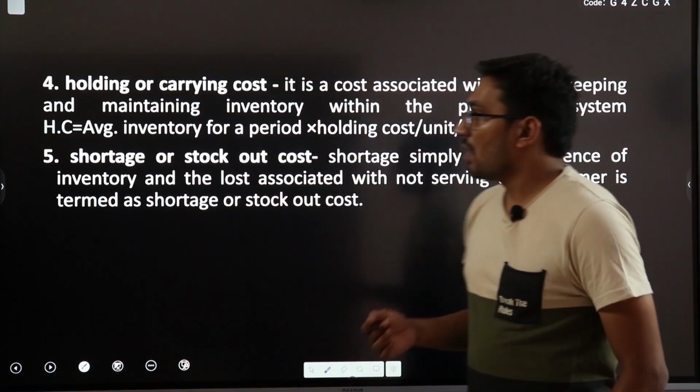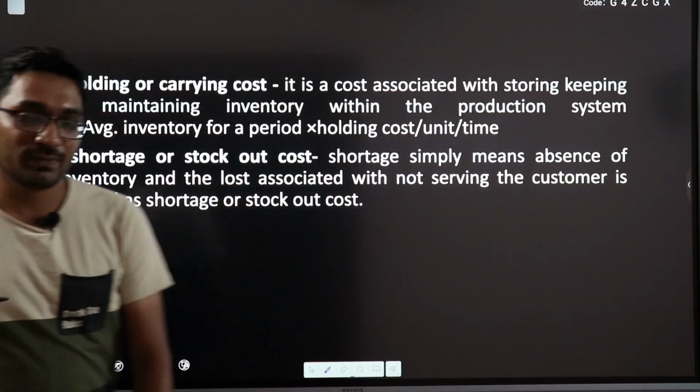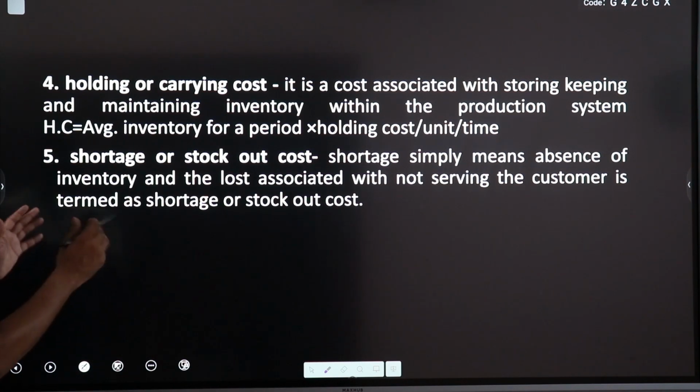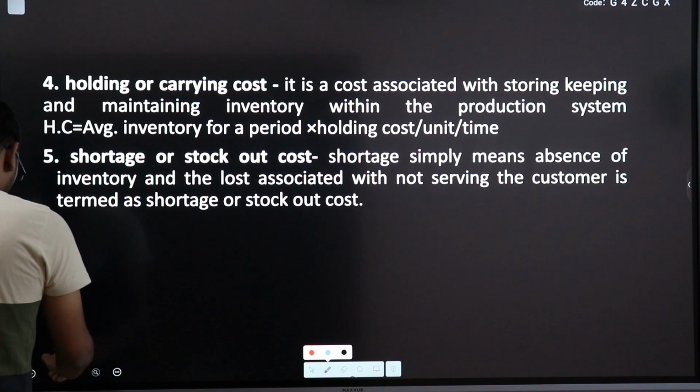Now the next cost which is associated with the inventory is your holding or carrying cost, right? Now, as the name suggests, it is holding or carrying cost.